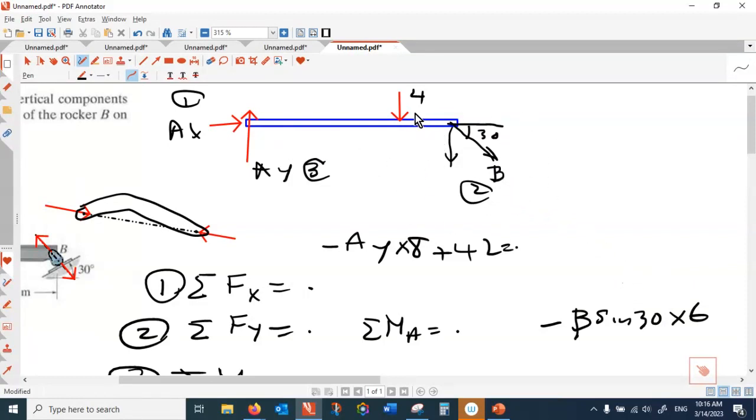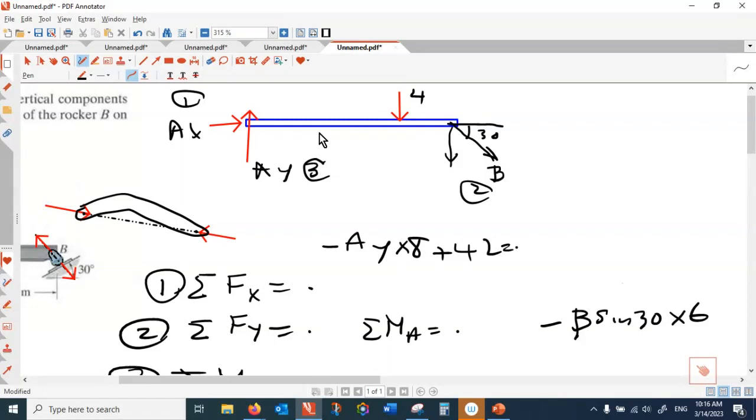The distance between A and 4 is 6, and the distance between 4 and B is 2. I'm taking moments with respect to A. These two don't rotate. This one doesn't rotate, that one makes a negative rotation. That's a negative rotation. And what about this one? No, sir, the distance from A to B is 8.